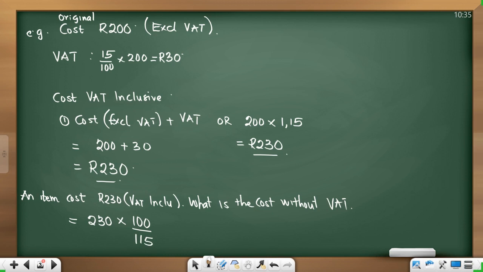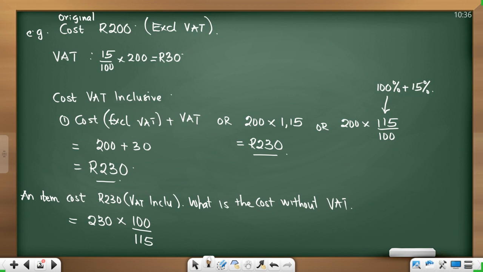So usually, I could have also said 200 times 115 over 100. The 115 came because we said the item is 100% plus 15% VAT. That's where the 115 came from. If you put 115 over 100, you'll get 1.15. I hope that makes sense. That's where this 115 is coming from.